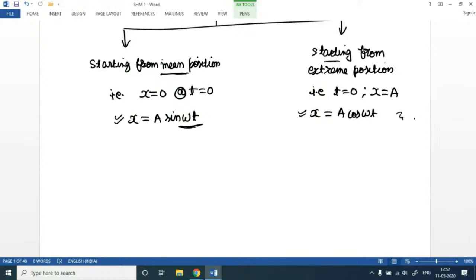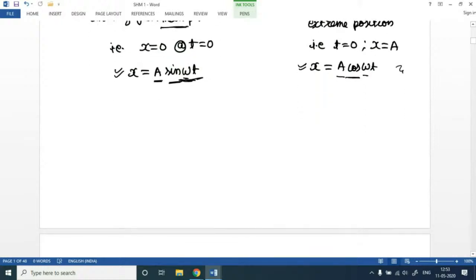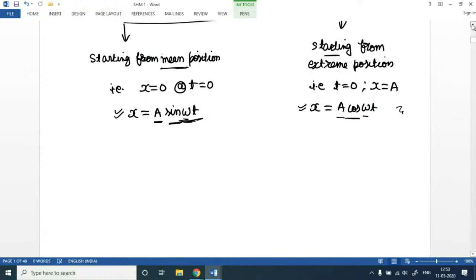Both these expressions represent the same motion, the same SHM, because they have the same amplitude, the same angular frequency, and the same mean position as well. So it does not matter whether you represent it like this or like this; the difference is only arising due to the starting position. So let's take one simple question where we will be using that.